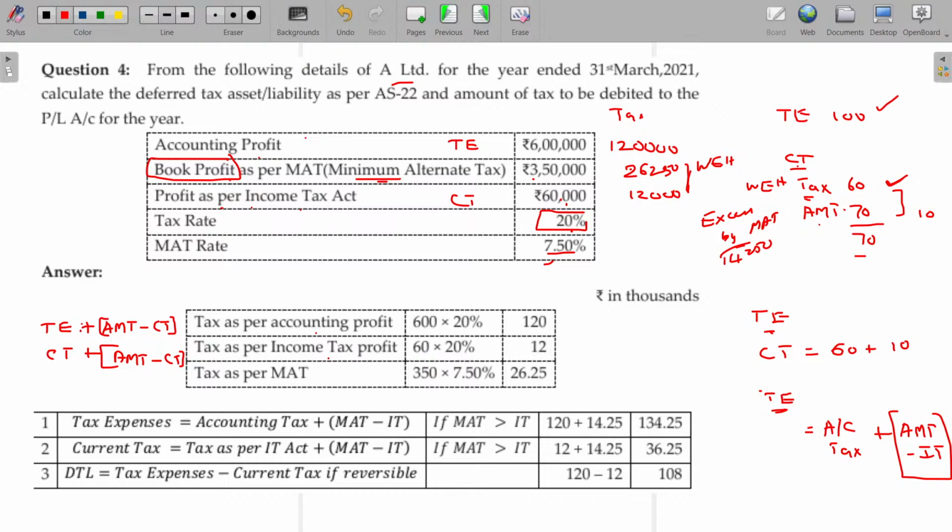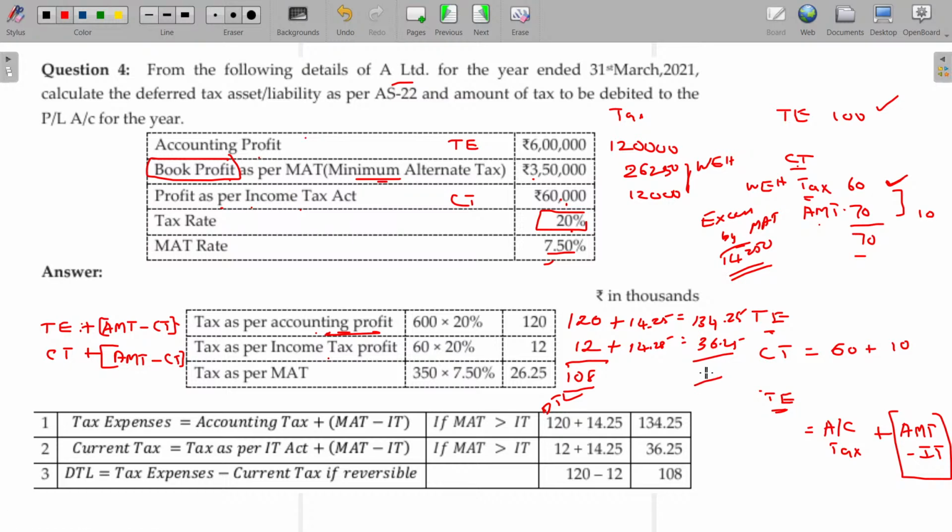Now tell me, what about the tax expenses in general, 120? Because of the MAT application or AMT application, you have to pay another 14,250 excess, you know, that excess will also be added. Then this value being 134,250. What about the current tax? Current tax being 12,000. But because of this AMT or MAT, you have to pay another 14,250 excess. Then this value being 26,250. And the difference between these two, 108, you pay lesser, then this will be called as DTL.